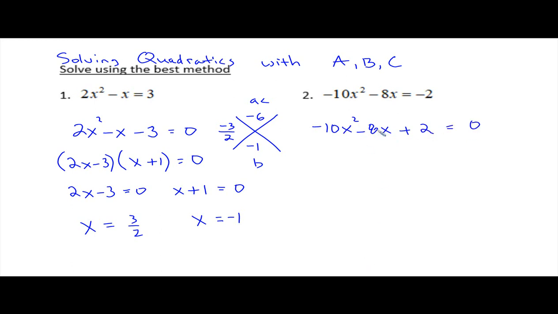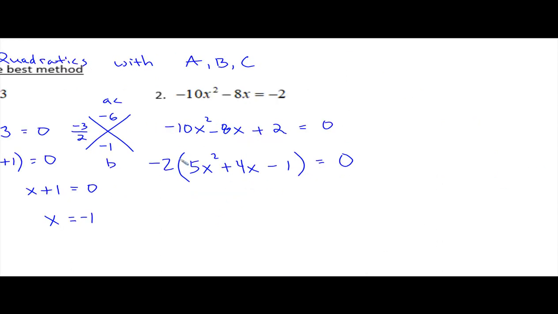Now I see a GCF, and I also notice A is negative. We want A to be positive, okay? So I'm going to take out a GCF. I see 2, it's my GCF, but I'm going to take out a negative 2 because then that's going to make the A positive. So I pull out a negative 2 for my GCF, so I'm going to end up with 5x squared plus 4x, and then minus 1 is equal to 0. Okay?